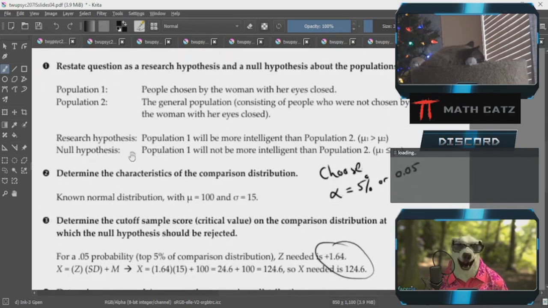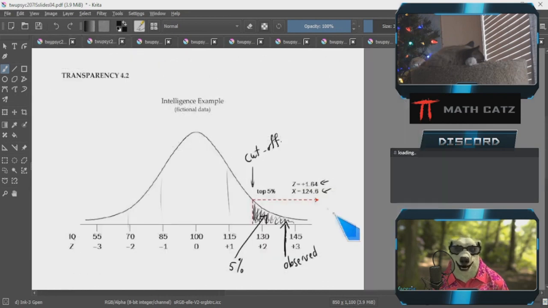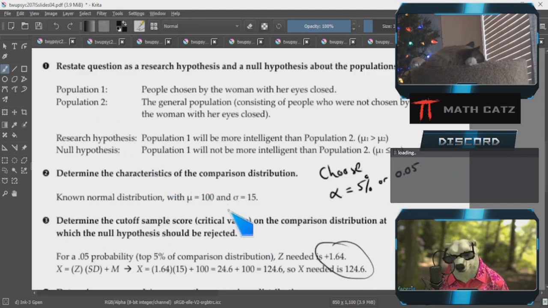What she actually ended up selecting was even further out, even more rare, just adding to the strength of her claim. The evidence is actually stronger than we would have been okay with, something over here. A 125, that's still rare. She got a 140. That's even better, even stronger evidence. Okay, so that's the idea here.